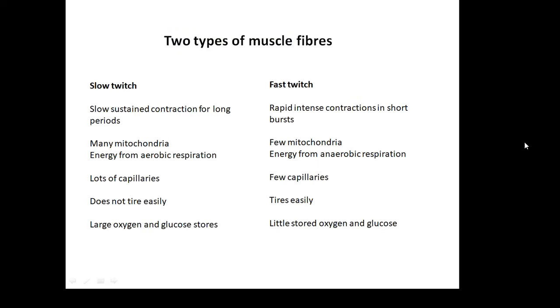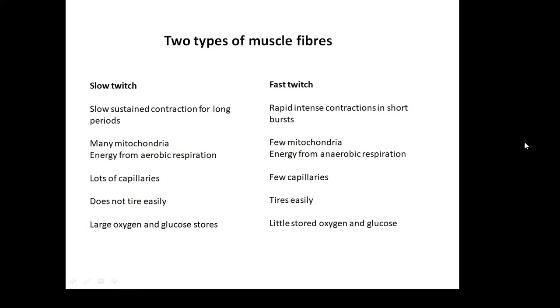There are two types of muscle fibres. You need to know the two types and all this information about them. Slow twitch muscle fibres: slow, sustained contraction for long periods. They have lots of mitochondria, lots of aerobic respiration. Aerobic means with plenty of oxygen. So lots of capillaries to supply the oxygen and take the CO2 away. They don't tire easily. Large oxygen and glucose stores. These are slow twitch muscle fibres.